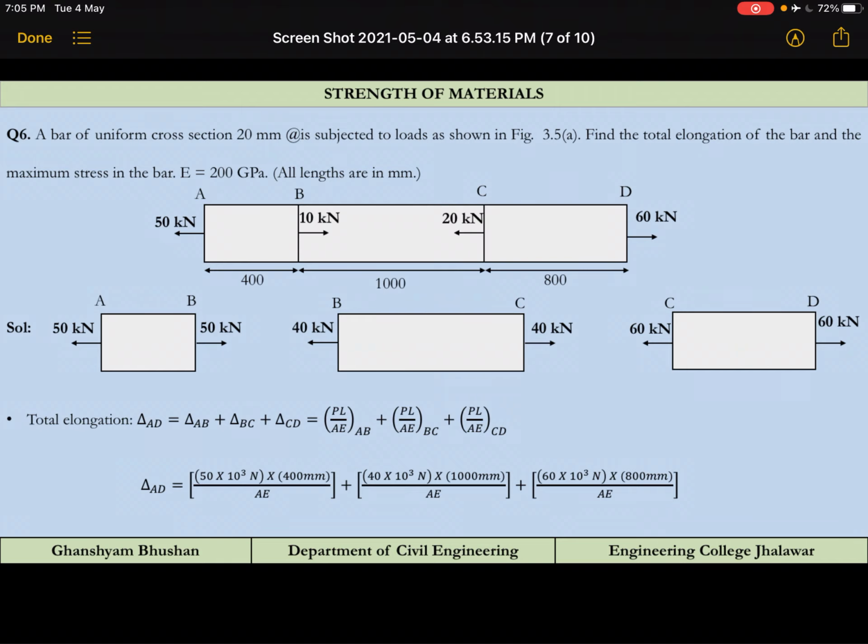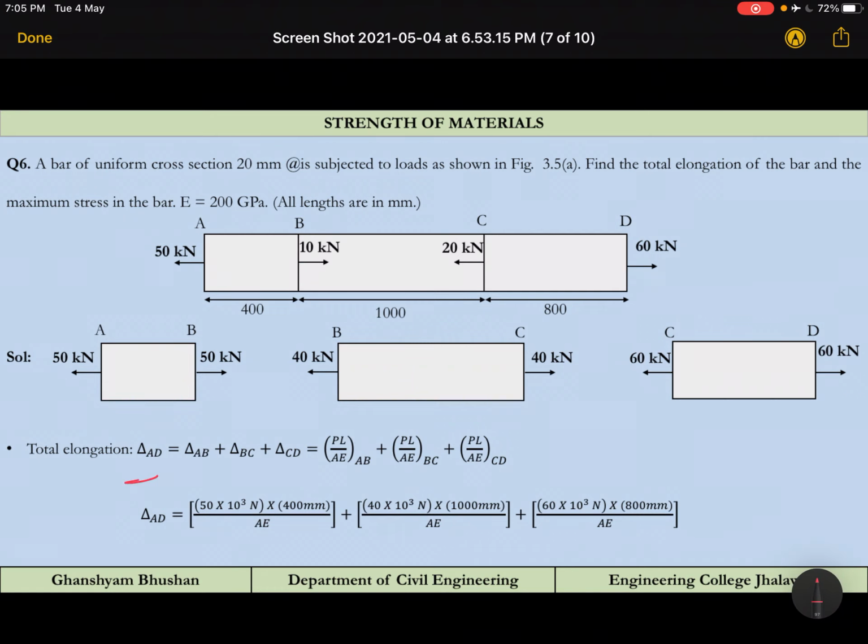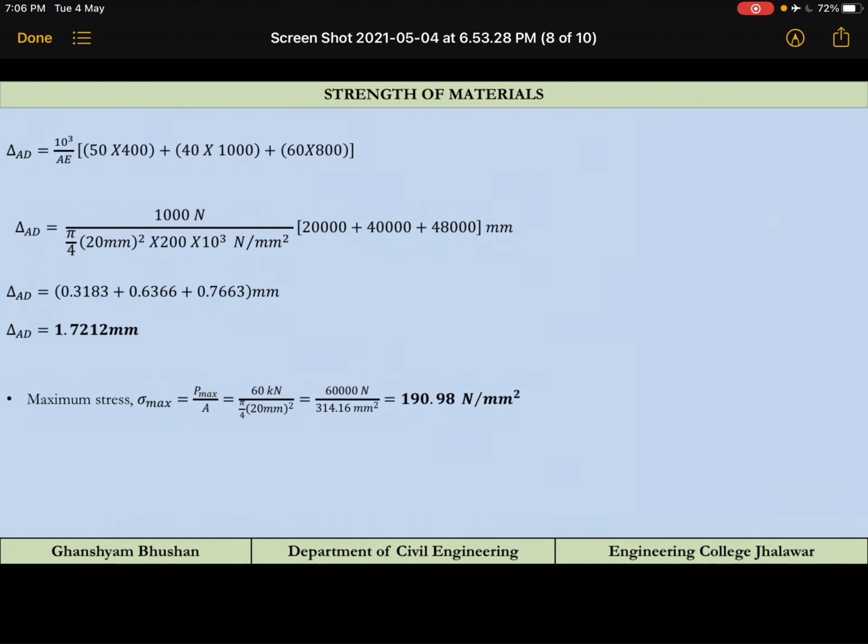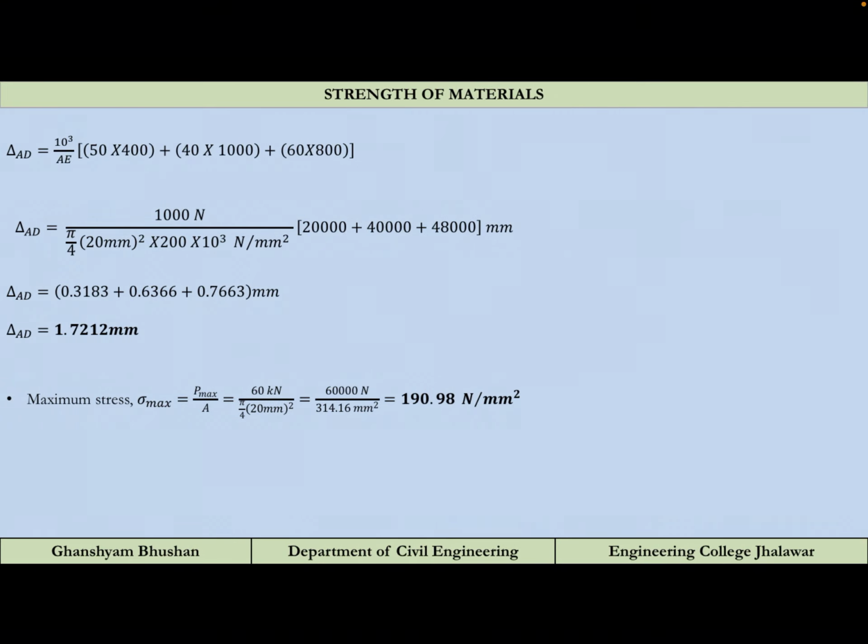So delta AD is how much? Individual bars AB, BC plus CD, the deflection in individual bars. So PL by A, PL by A, PL by A for each of the bars, and again you have to just put the values of P and L because A is constant. So you can see from here, finally you will get some value. It is coming out to be 1.7212 mm. So it is quite a deflection.